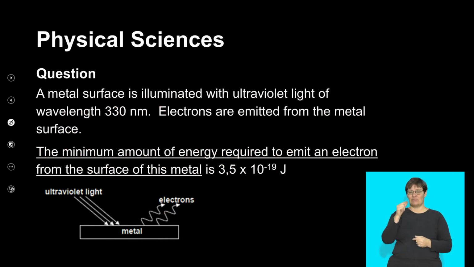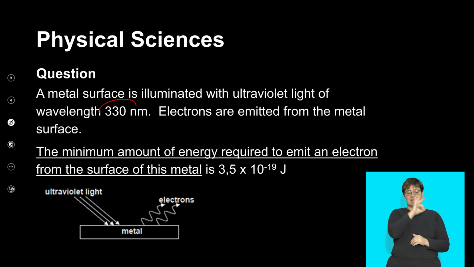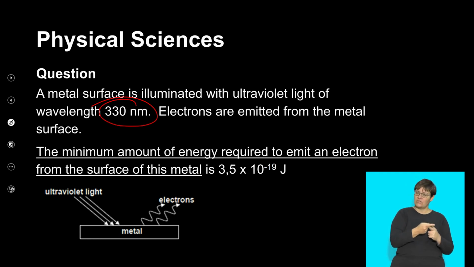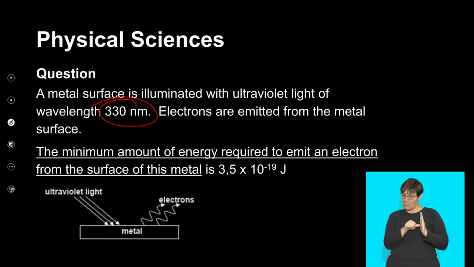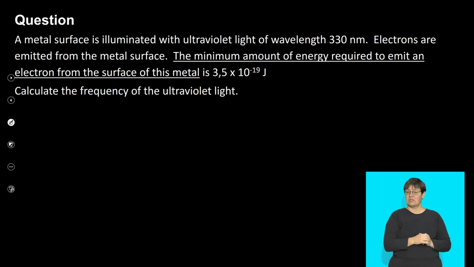We get interesting ones now. So a metal surface is illuminated with ultraviolet light of wavelength, there we go, 330 nanometers. Electrons are emitted, and then they say the minimum amount of energy required to emit an electron from the surface of this metal. They've underlined it, which means it's important, is 3.5 times 10 to the minus 19. First question, what you need to recognize for me is this. That's the work function, okay?